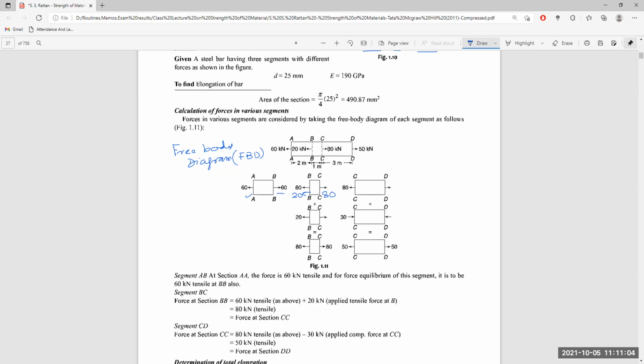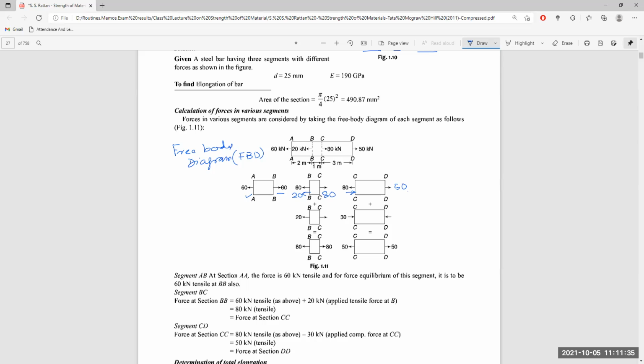This 80 kilonewton load should be balanced by an imaginary load. You have to put it there, and another load should be put on this side as 80 kilonewton. And there should not be any load, but there is 50 kilonewton load here. No, this is not the right way. I'm just showing you a different way.